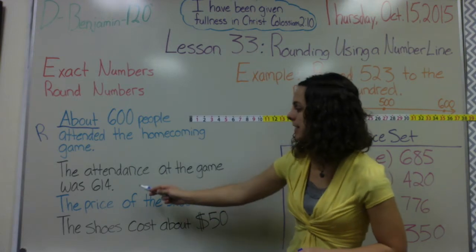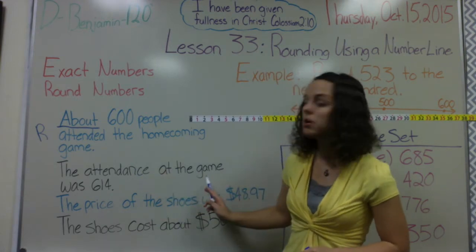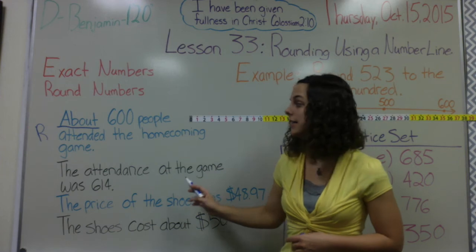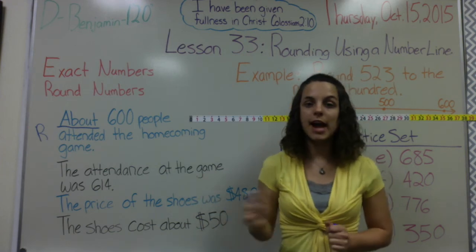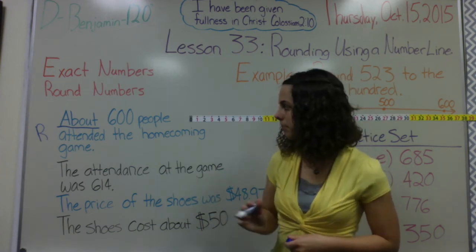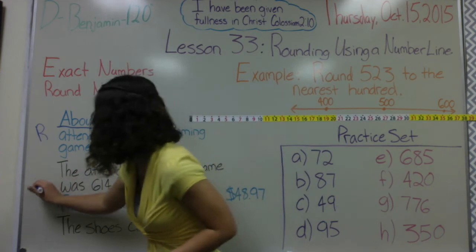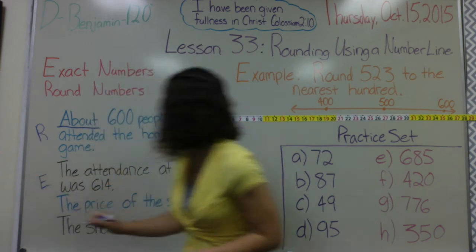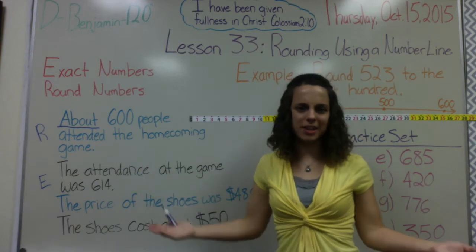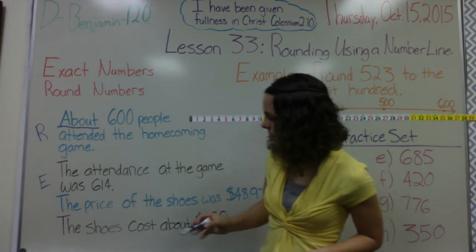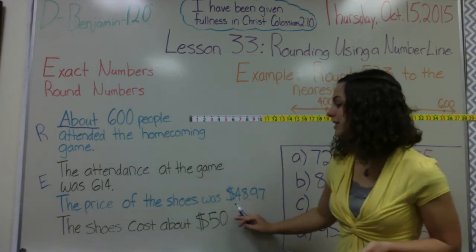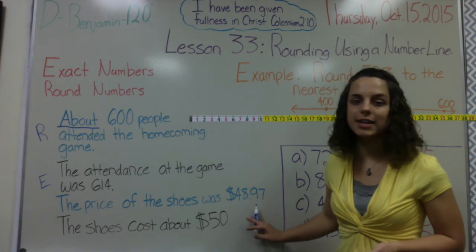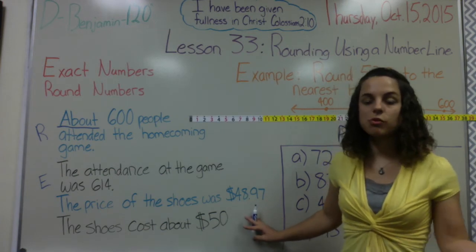The next statement says the attendance at the game was 614. Is that rounded or is that exact? That would be exact because it says that was the attendance. I'm not saying there was about 614 people. The next statement: the price of the shoes was $48.97. Exact or rounded?